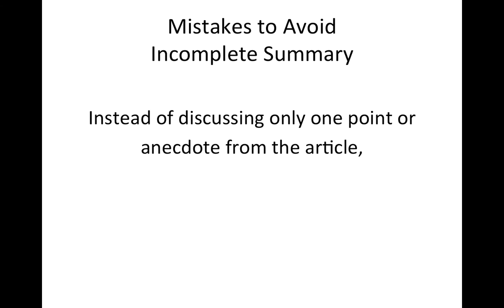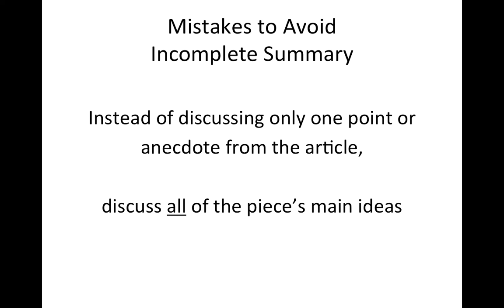Another mistake that you want to avoid is discussing only one part of the article. If your entire paragraph focuses in on only one of the stories or anecdotes that the author provides in the article, it's not a thorough summary. Instead, you want to discuss all of the piece's main ideas. And a good way to do that is just make your summary work from the beginning of the article to the end of the article.